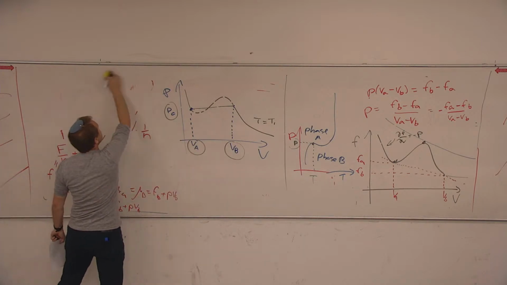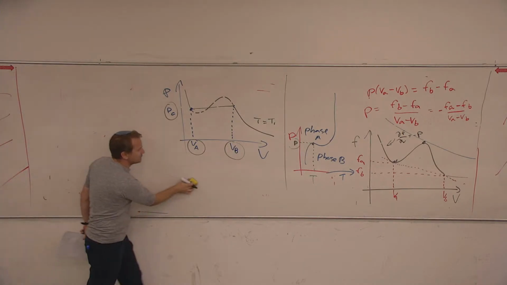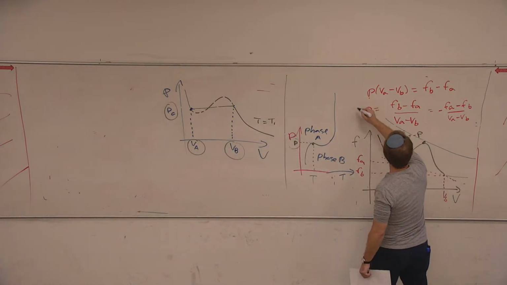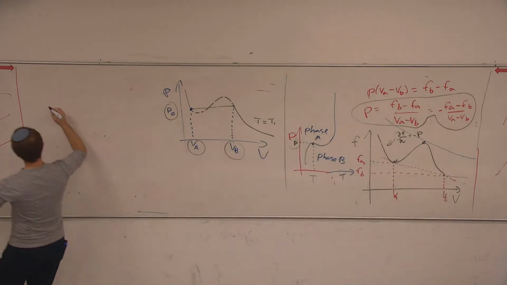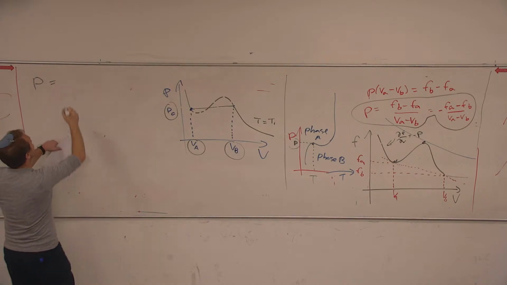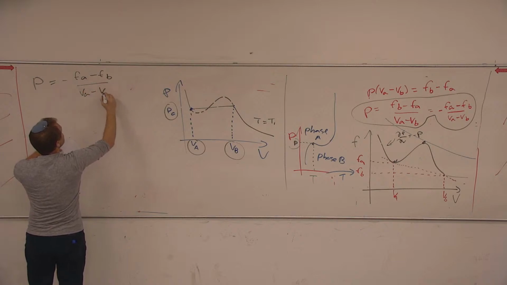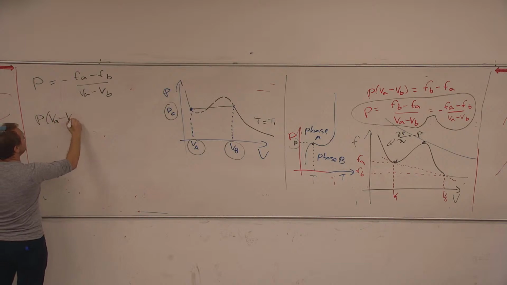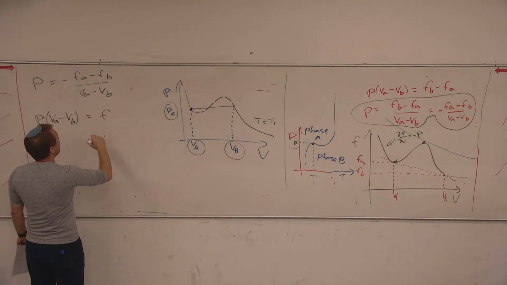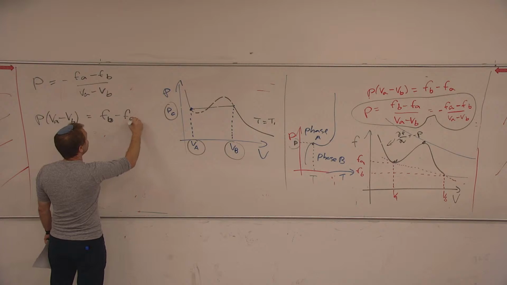So the idea is actually pretty simple. We use the equation that Maxwell has developed over here. Okay? This equation. So we know that P equals minus FA minus FB divided by VA minus VB. Okay? So let's multiply everything by VA minus VB. So we have P multiplied by VA minus VB equals FB minus FA.